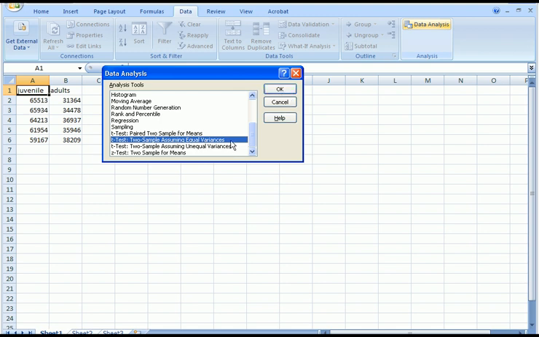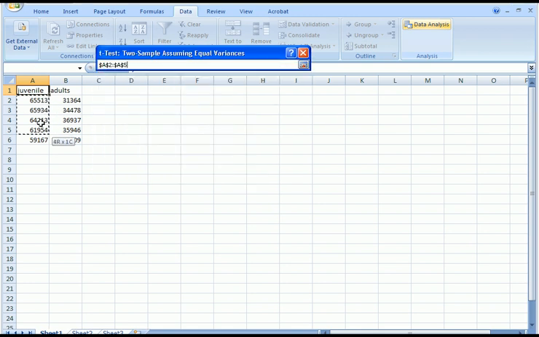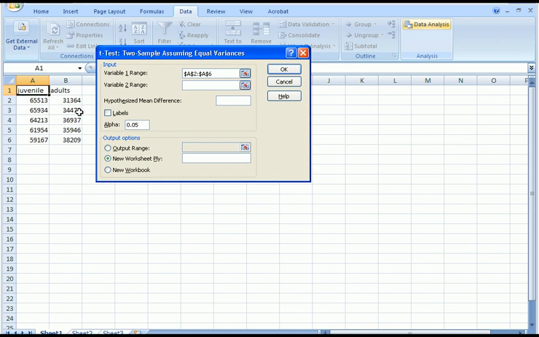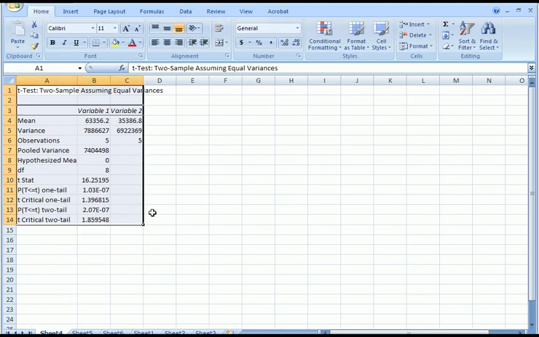The differences between these two are more than we can go into during this class session. My variable 1 range, drag on the data, variable 2 range, drag on the data. Be careful here with alpha. In this case it's 0.1. And I'm going to go ahead and put it on a new worksheet. And here is my information. If I were using the formula, this hypothesized mean right here would be important. We didn't use it that way.